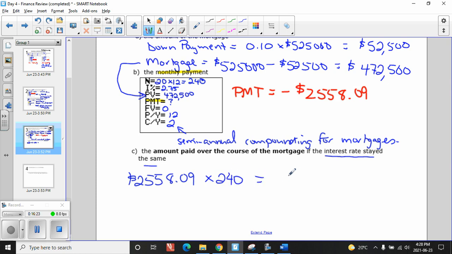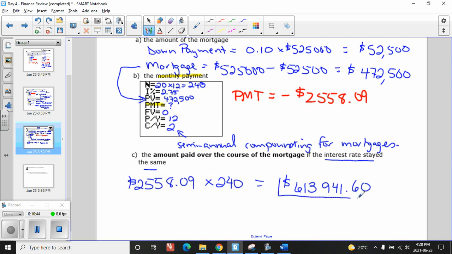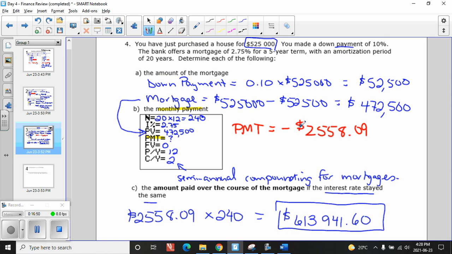Multiplying those together, we can find that the total amount that we end up actually paying is $613,941.60 on a house that originally cost $525,000. So you can kind of compare those and see how they differ. So that's going to be our next question.